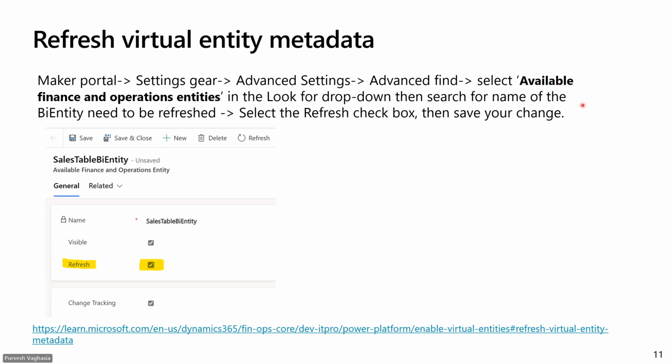Go to this and select finance and operation entities, and then name the entity that you have modified. So, for example, if in your scenario you added some custom columns in the sales order BI entity, select that entity. One key thing to do here is to check refresh BI entity. Once you check it and save and close, it's going to refresh the metadata from FNO to the virtual entity with all the changes that you have made by adding new columns.